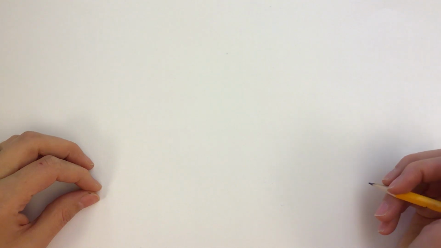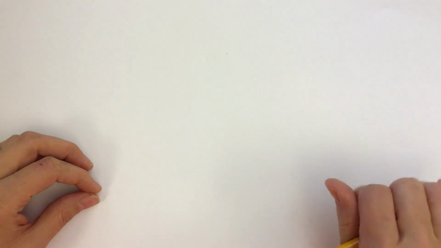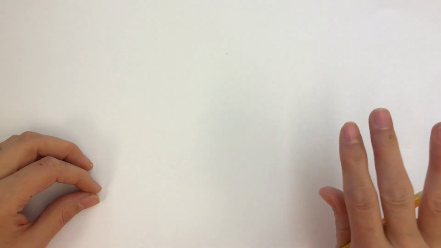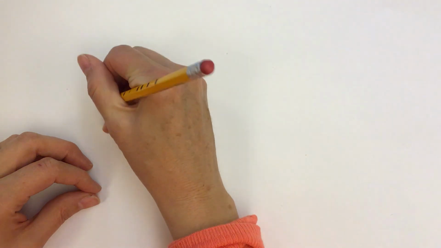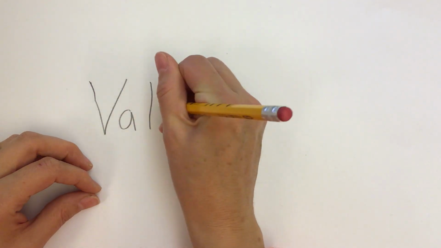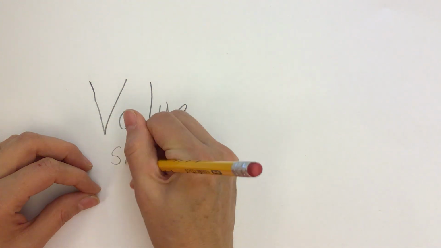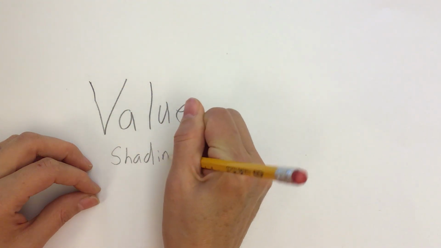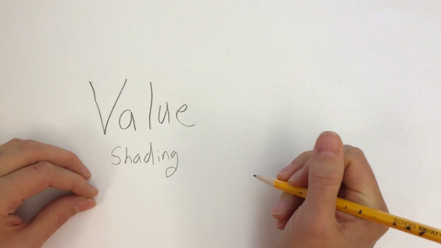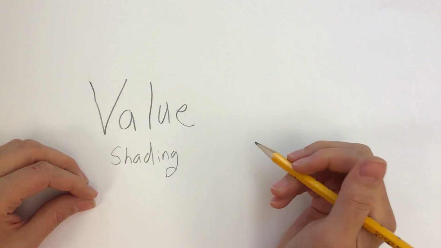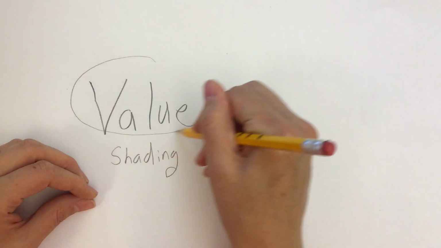This vocabulary word is my favorite of all the art vocabulary words in the entire world. Why? Because it's like magic. Once you learn how to do it, the whole world opens up to you and all of your artwork immediately starts to get better. What is it? It's value. A lot of you call it shading, but the real, professional vocabulary word is value.